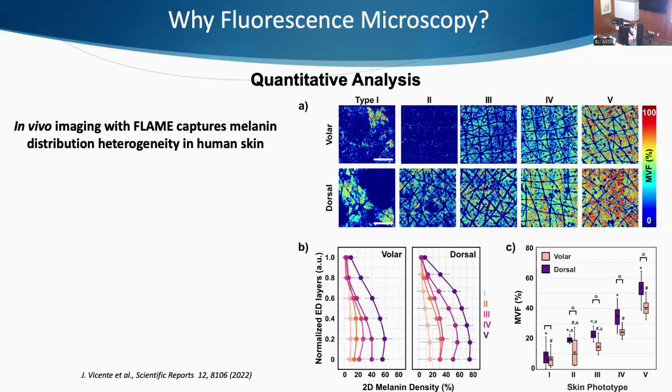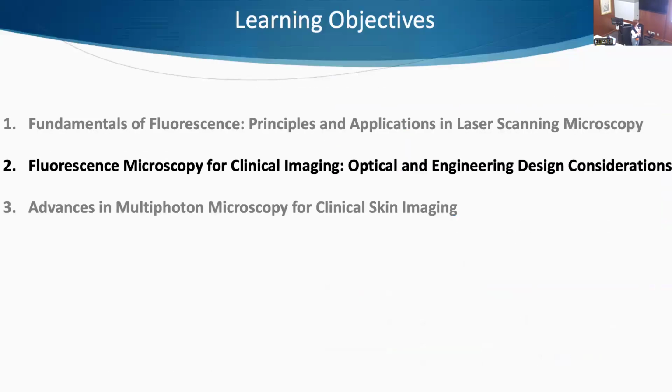So that was one example of quantitative analysis we can do with fluorescence microscopy, and I think that wraps up the first part. Do you have any questions before we move on?